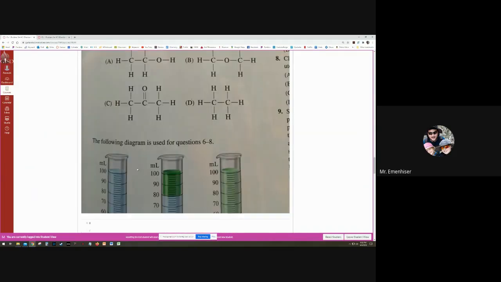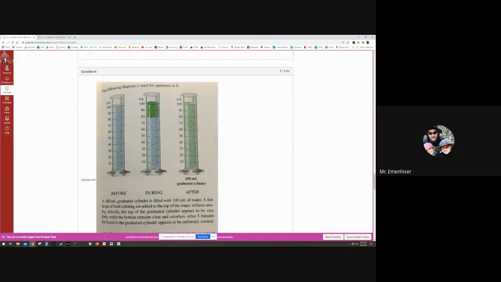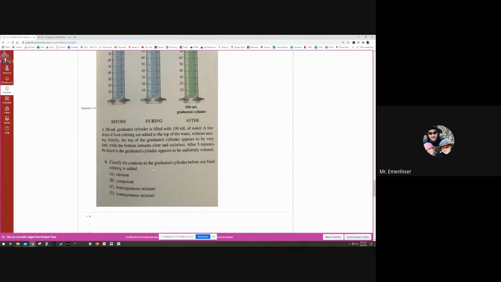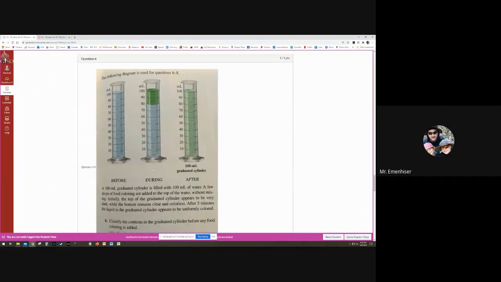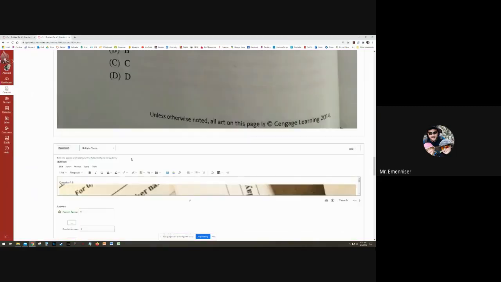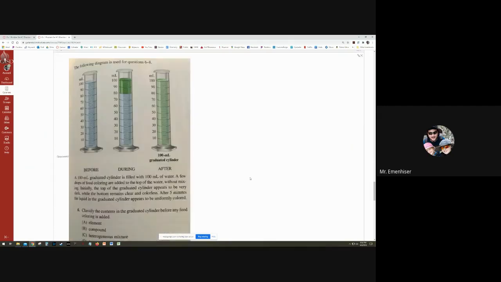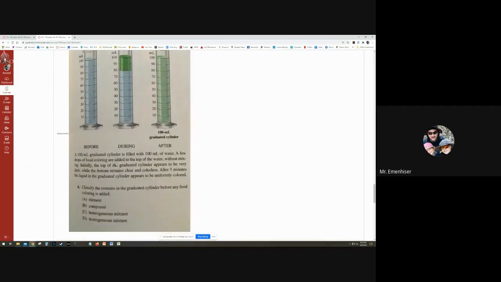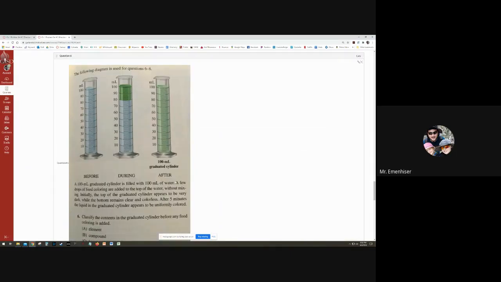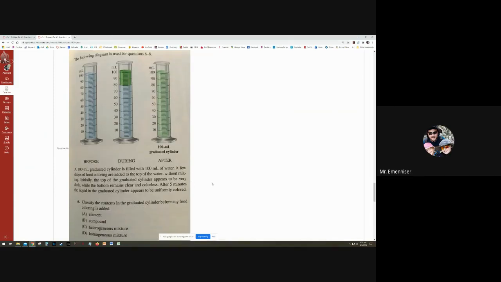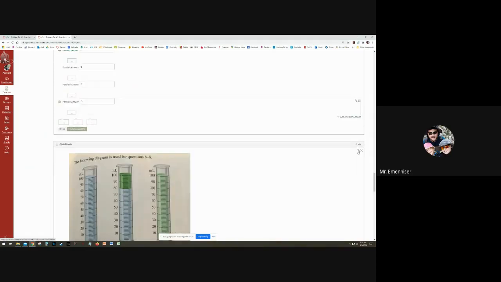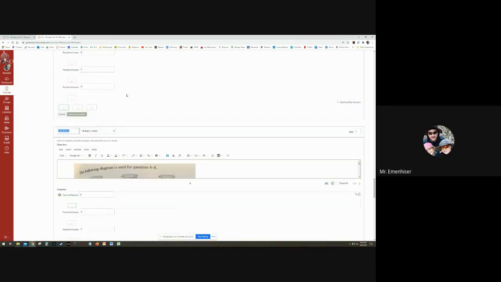All right, number 6. We did this one in class. Trying to remember what the answer to this one is. Number 6. Before, during, and after. I'm trying to remember this one. It's a mixture before, during, and after. I don't remember this one, so let's have a look. Number 6, correct answer is B.